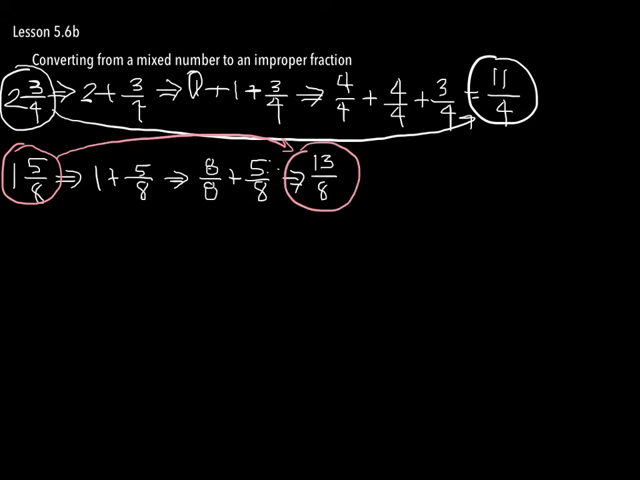Now that's the long way of doing it. I tend to do it the much shorter and quicker way, and this is how I do it. Let's start with this mixed number, 3.